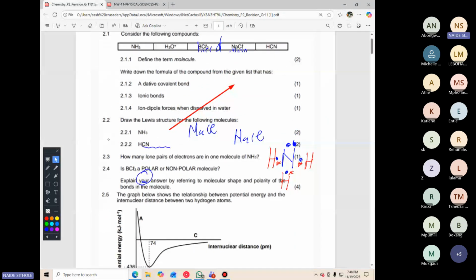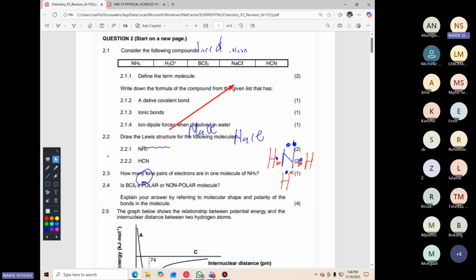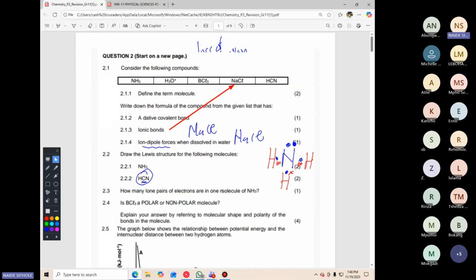How many lone pairs of electrons are in one molecule of NH3? When we check this, we can see there's only one, right? There's only one lone pair. You don't say 2 when they're talking about a pair, since a pair already means two. So it's one pair. Then is BCl3 a polar or non-polar molecule?